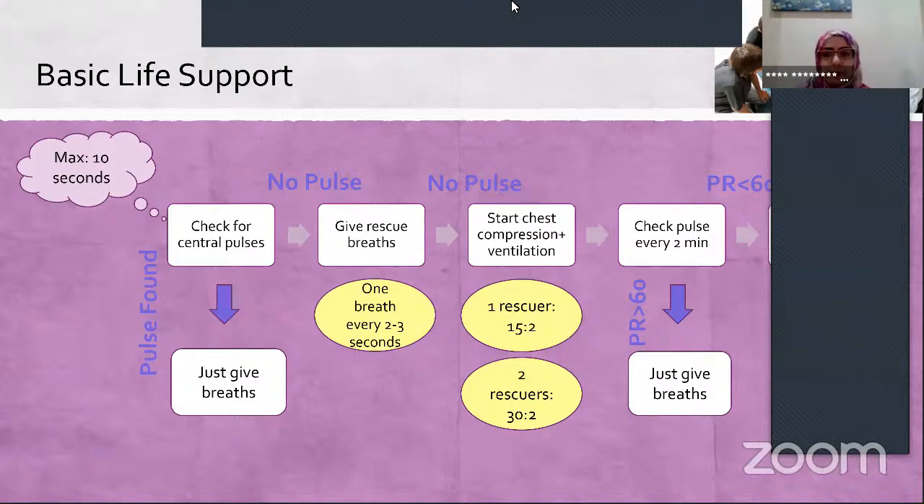So you will not have 15 seconds or 1 minute to check for the pulse. If you are definitely sure that you have found the pulse, then it's okay. The pulse is there, so you can just ventilate the patient, okay? But if you cannot find the pulse or you're not sure that you have found the pulse in 10 seconds, then you should go for the CPR.